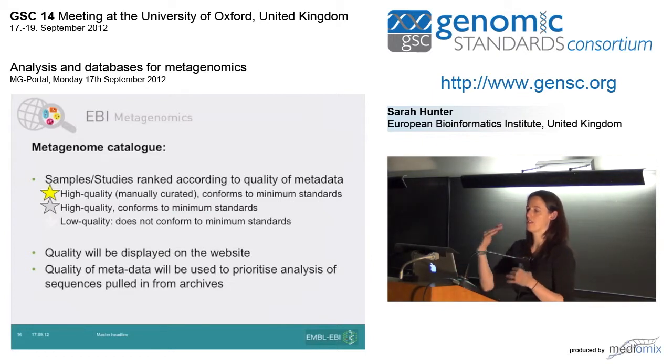So we kind of want to distinguish between things that conform to the minimum standards in the sense that they tick all the boxes, they've filled in all the fields, but also have good quality metadata in the sense that there's biological sense there. And then the second tier is high quality, which is basically it conforms to minimum standards, but one of them has been checked by a human other than the person who submitted it. And then low quality is that it just doesn't conform, and it wouldn't be highlighted in the interface in any way.